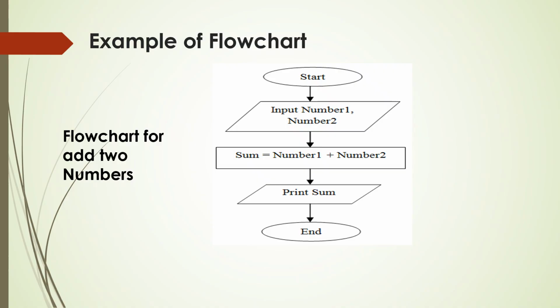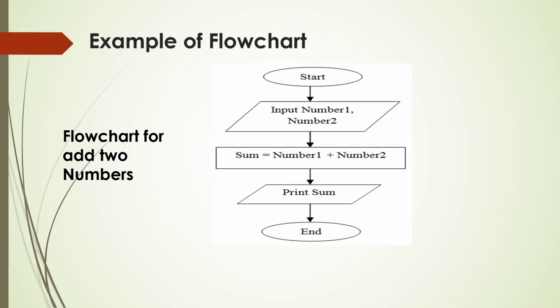The first symbol is the oval, which represents the start of the program. Every flowchart begins with a start symbol. It indicates where the program execution begins. Next, we have the parallelogram, which is the input symbol. In this step, the program asks the user to enter two numbers, usually number 1 and number 2. These values are provided by the user through the keyboard or another input device. Since this step is taking input, we use the parallelogram symbol.